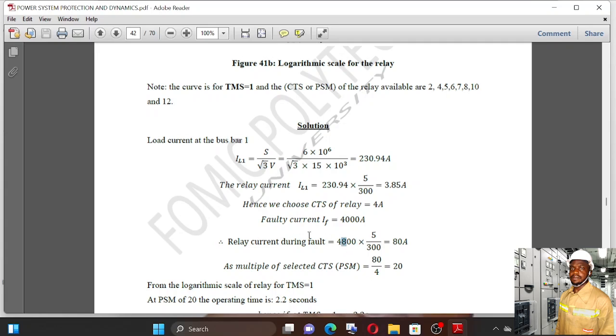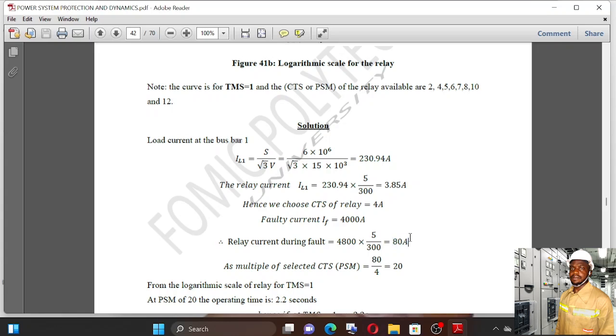So, the faulty current at the level of the secondary: you know this 4,800 is the faulty current on the line, which is the primary. So to know the faulty current at the level of the secondary of the current transformer, that is the faulty current that will be fed to the relay, you still utilize the same formula up here. You take the faulty current times that ratio 5 on 300, which will give you 80 ampere. So this 80 ampere is the faulty current fed by the current transformer to the relay.